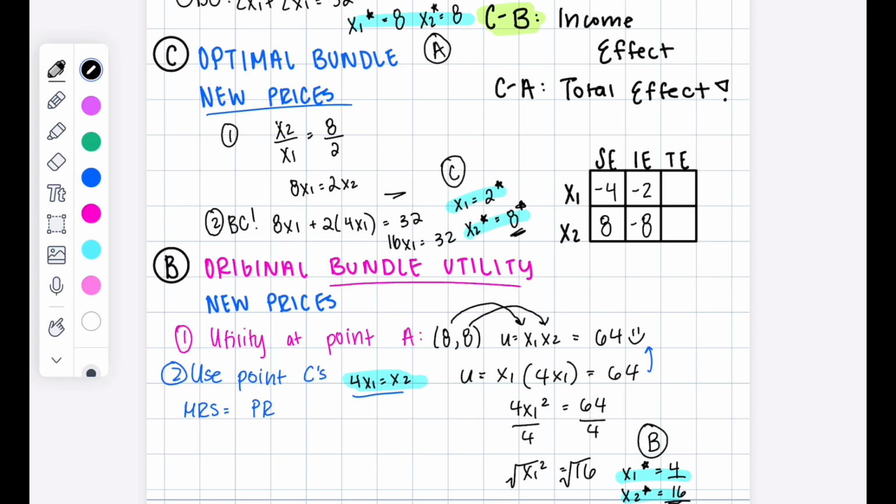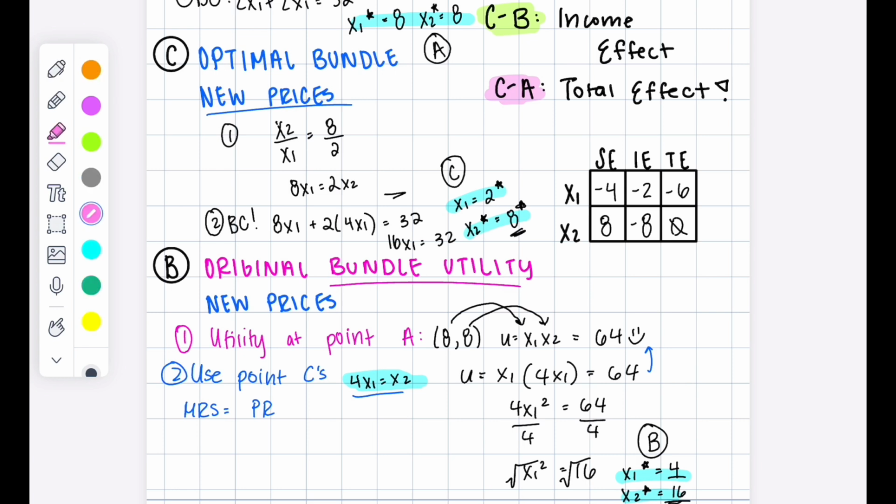And then total effect is going to be C minus A. So for x1, at C I have 2, and at A I have 8, so I'm going to have a total of negative 6. And then for x2, I have 8 minus 8, this is going to be 0.